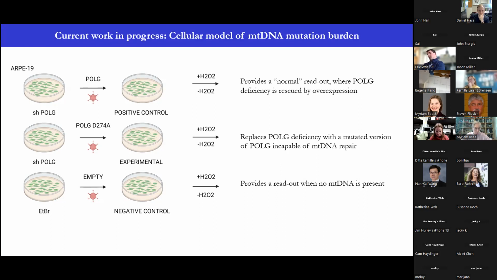And then also some empty virus to use on maybe a negative control cell line, like ethidium bromide treated, where the mitochondrial DNA is completely depleted. So that hopefully we can more mechanistically look at the stuff that we looked at in the animal model, but with a little bit more depth and insight. And so those are my plans with the cell model.